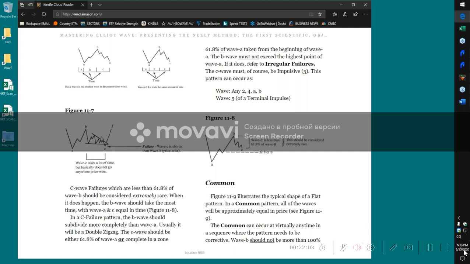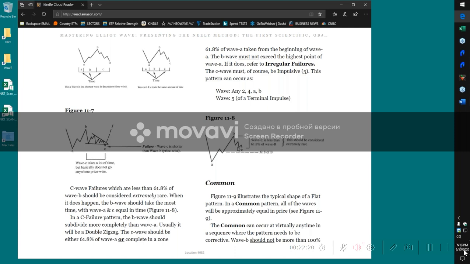But wave C would fail here, and as a terminal, that would make some sense. A and B are the same. The C wave is a terminal, it fails, so the failure implies strength, the terminal implies strength, and the market would take off, you know, hyper violently after this kind of structure.